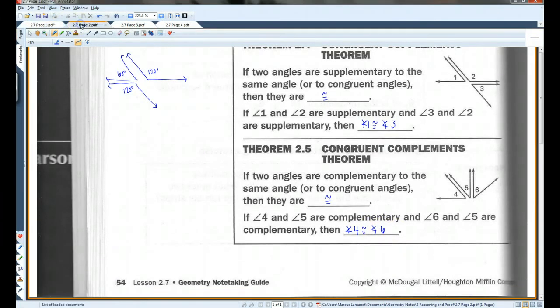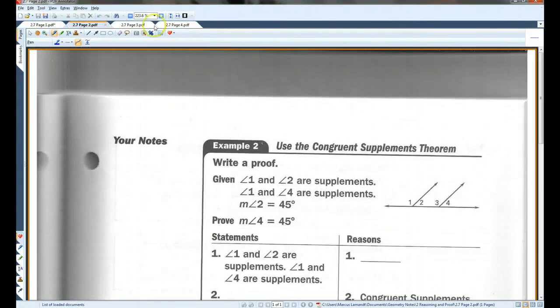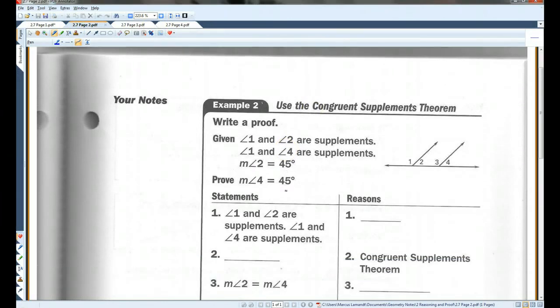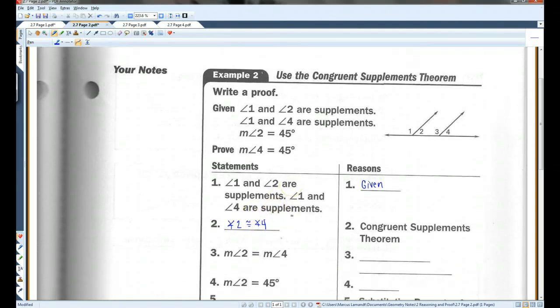Alright, let's go on to page 2. Write a proof. Angle 1 and 2 are supplements. Angle 1 and 4 are supplements. Angle 2 equals 45 degrees. We need to prove that angle 4 also equals 45 degrees. Alright, first step is the given. Now, if angle 1 and 2 are supplements and angle 1 and 4 are supplements, then angle 2 has to be congruent to angle 4. That's the theorem that we just learned. Okay, that's the congruent supplements theorem.